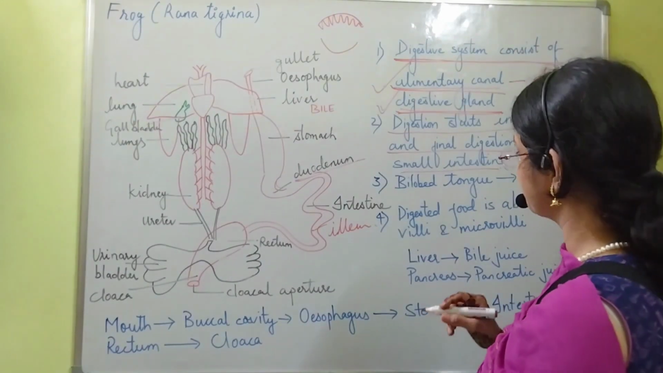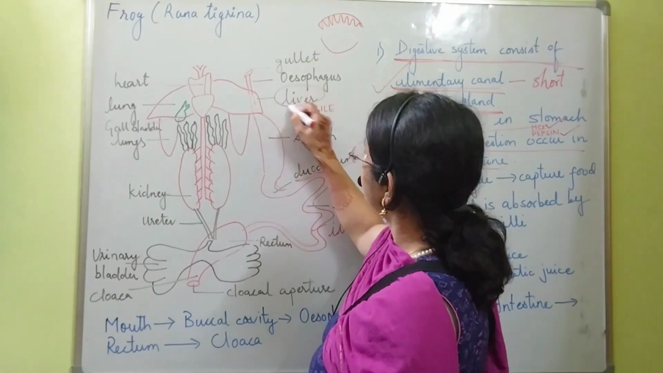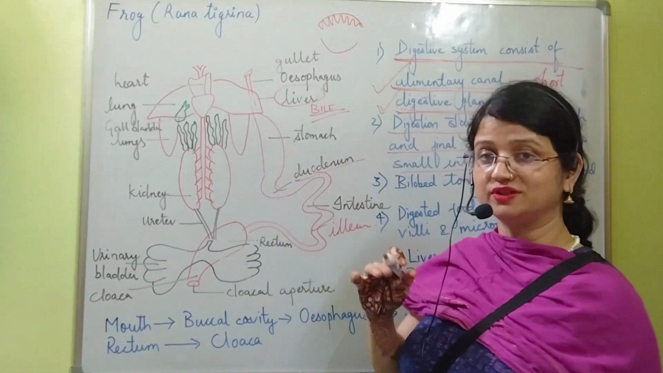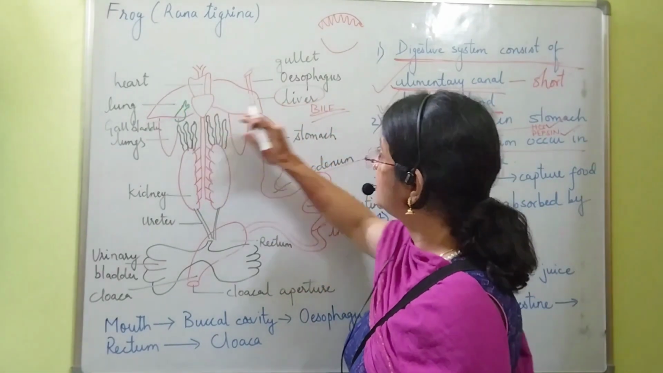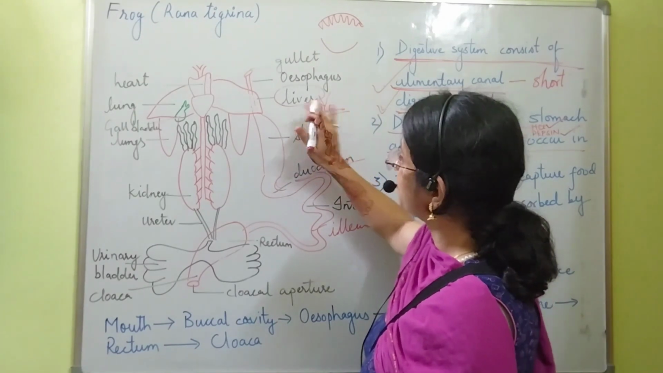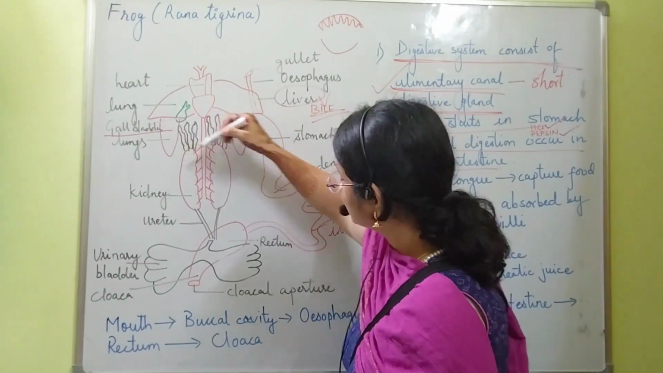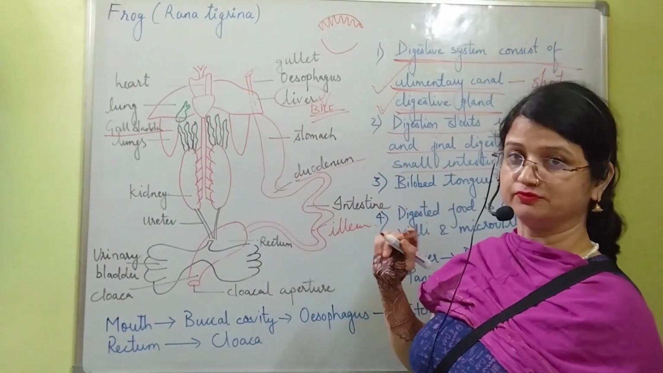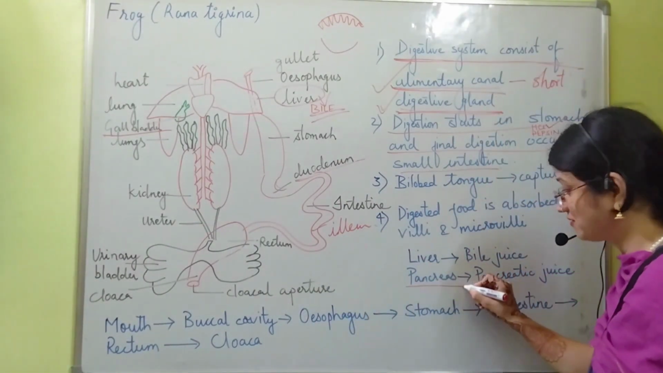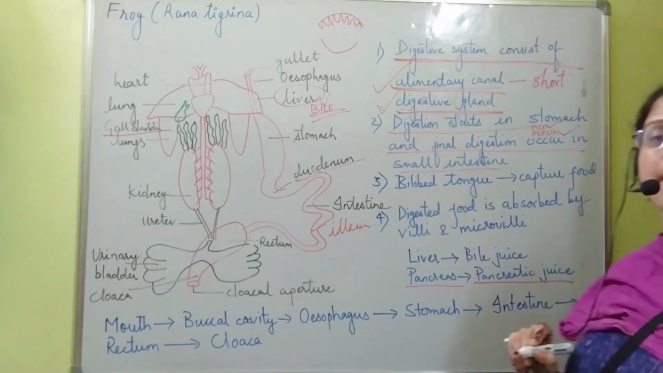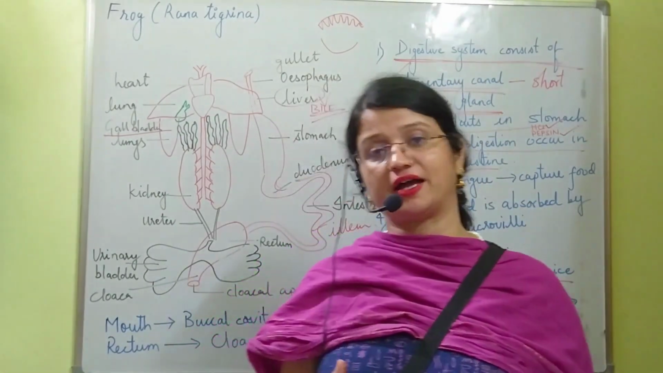My dear students, you have to remember that the liver, here you can see the liver, it produces the bile. We know that the bile is required for the emulsification of the fats. So here we can see the liver. This liver will secrete bile and this bile is stored in the gall bladder. And with the help of a duct, it is passed into the duodenum for the digestion. Clear? Another important thing, frog also contains pancreas and this pancreas releases pancreatic juice, which is required for the digestion of carbohydrates and proteins.